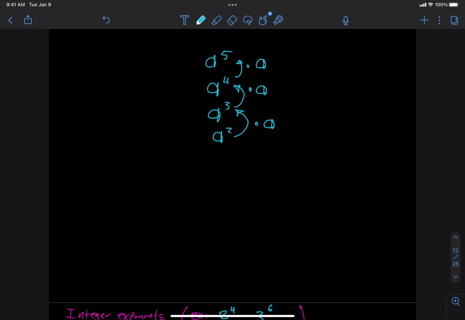How do I go down the elevator to get from a to the 5th to a to the 4th? I divide by a, right? And I divide by a. And I divide by a. And then if I was at level a to the 1, and I went down 1 further level, what would I do? I would divide by a again. At a to the 1, we know that a to the 1st power is just itself, right? So if I divide anything by itself, what should I get? 1. So that's why a to the 0 is always 1.